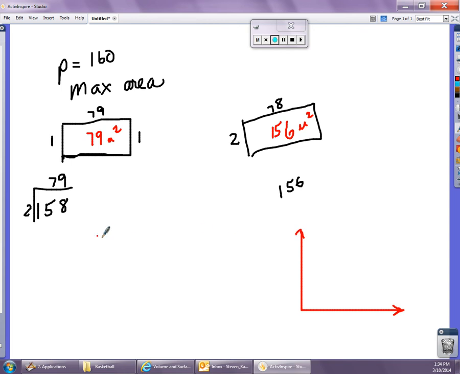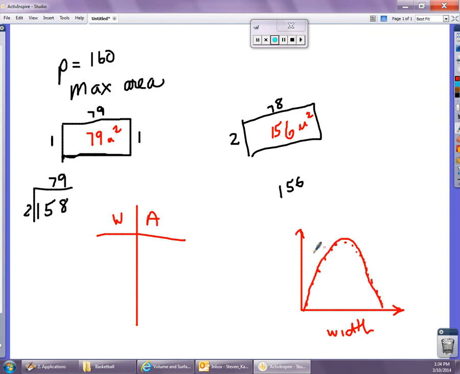If you did a list of width versus area, as your width is small, your area is small, and eventually your area is going to become this maximum number. Every width beyond that, the area wouldn't get bigger, it would actually get smaller, and it would develop a parabola shape, which means this relationship is a quadratic relationship. We have to be able to graph it on our graphing calculator, so we need to find the equation. So how do we do this?